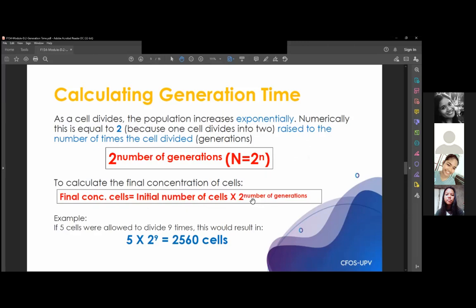So we have an example here. The initial number is 5 cells times 2 raised to 9, 9 times siya divide. So 9 generations. And that's equivalent to 2,560 cells.